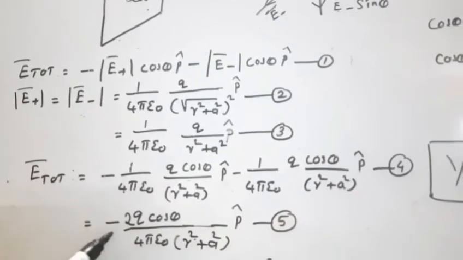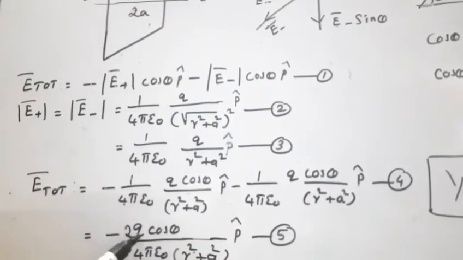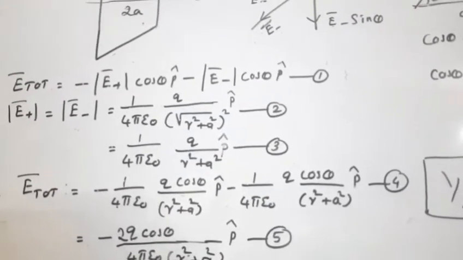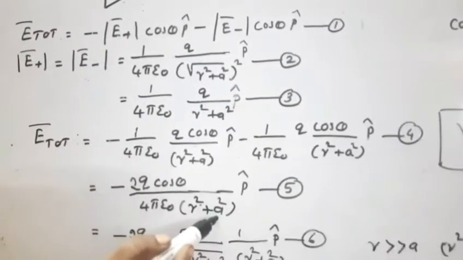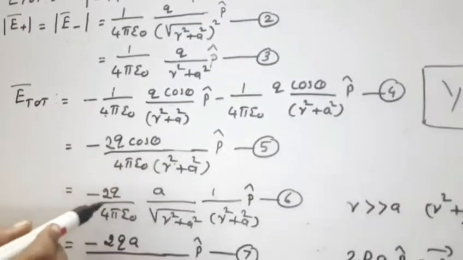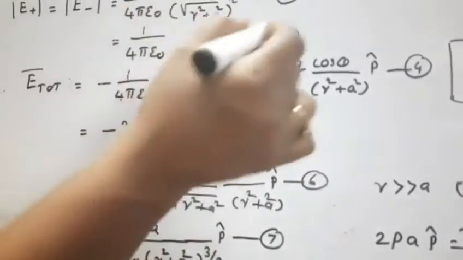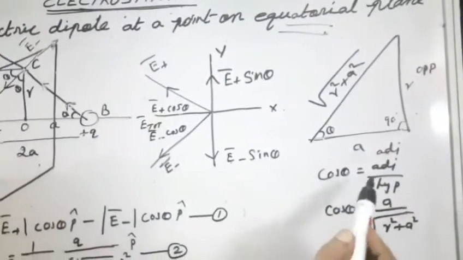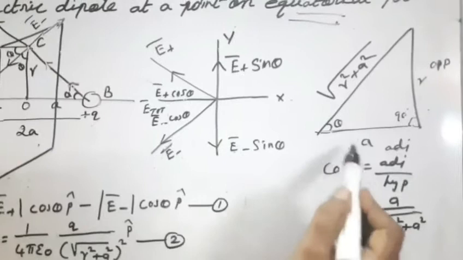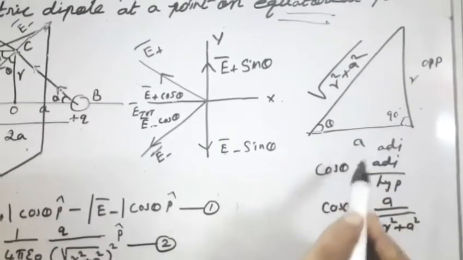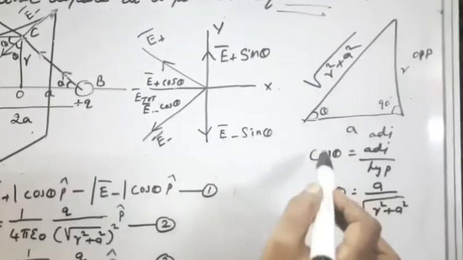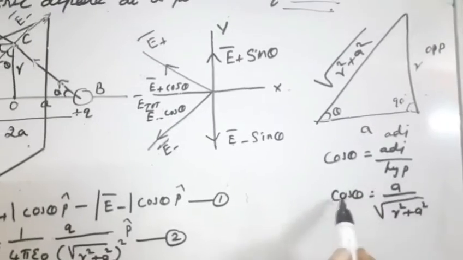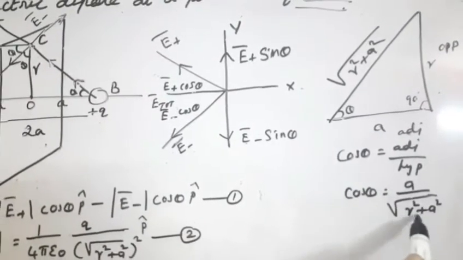The common factors we take out, that is minus 1 by 4 pi epsilon naught 2q cos theta p cap divided by r square plus a square. Here the cos theta value we can write. What is known as the cos theta value? Again we can see the right angle triangle diagram. In this diagram, this is the adjacent side a. Therefore the hypotenuse is root of r square plus a square. Cos theta means adjacent side by hypotenuse. Therefore a by root of r square plus a square.